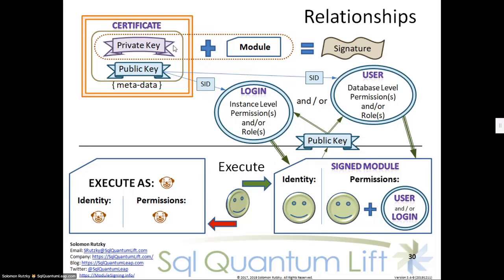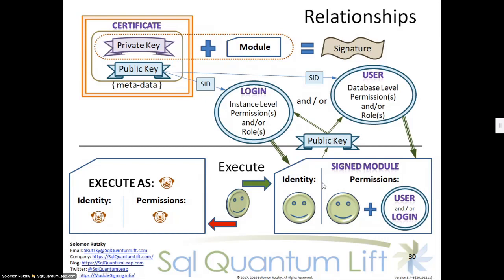So we're going to create a certificate. It's got a private key and public key. They're mathematically related. The certificate is going to be applied to a module with the add signature command, and that will give us an actual signature. The public key is used as the SID for the principals created from it. So we can create a login and or user from a certificate, and they will share the SID. Because again, that's how the security is done.